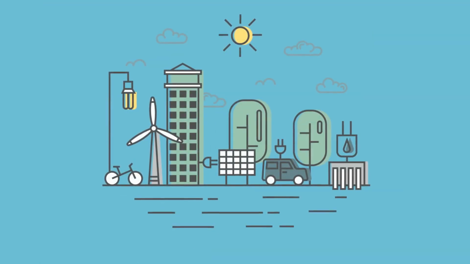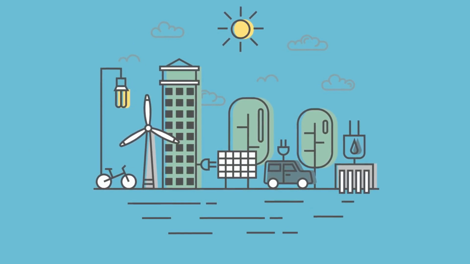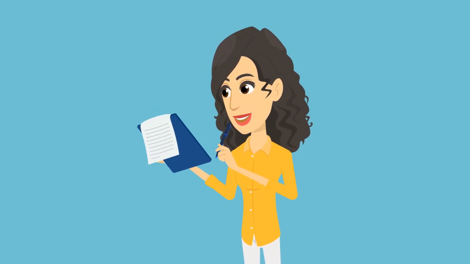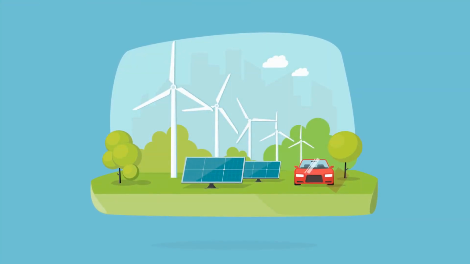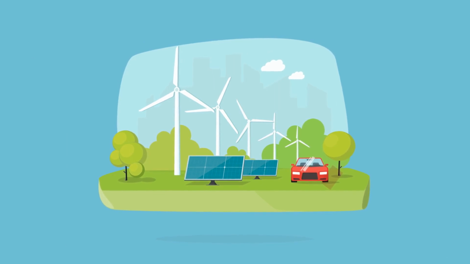Solar energy is obtained by harnessing the sun's radiant energy. Solar panels absorb sunlight and convert it into electricity. Wind energy, on the other hand, uses the movement of air to drive wind turbines, generating electricity.